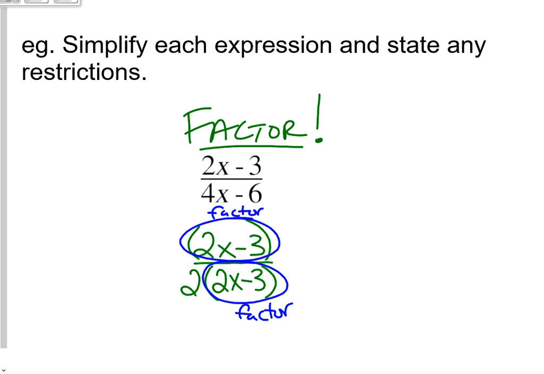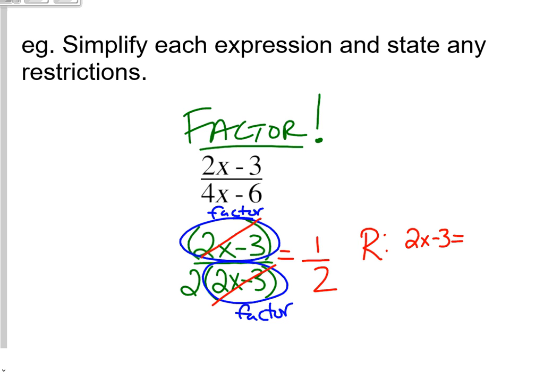Then it can cancel out. So we can go ahead and cancel, leaving me with just 1/2. Again, we have to talk about restrictions. Now in this case, we're going to take what our factor is. Anything that has an x in it is going to end up being a restriction. So in this case, we have 2x minus 3.